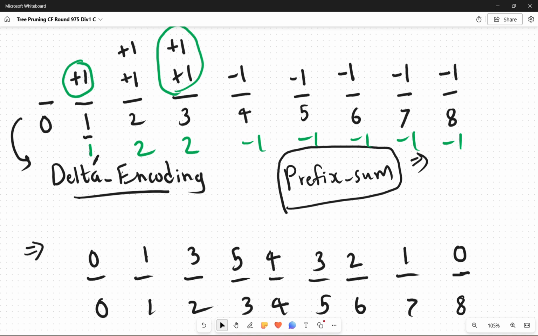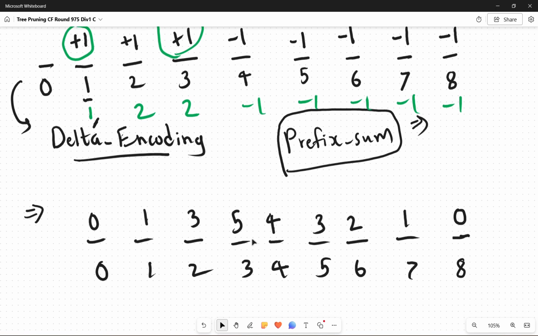What I can notice from here is that the maximum number of customers in my shop was 5, and that was at the third second. That's the very important use of the delta encoding array.